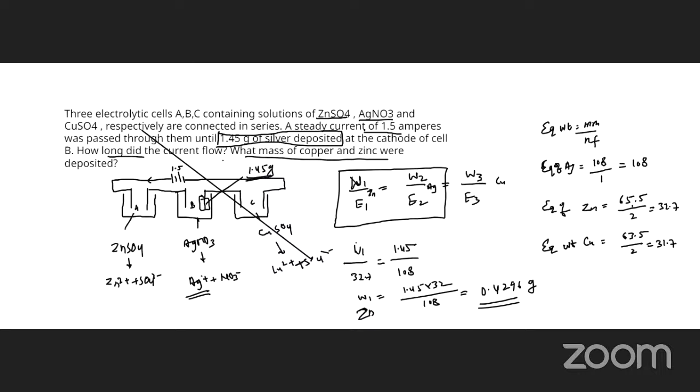Question number 16. Zinc, it will be 0.4296. Let me see, sir. Actually, the solution is not given here. The answers will be at the end of all the chapters. This question, they have given the answers. It is not the end of the chapter, this is the end of the book.